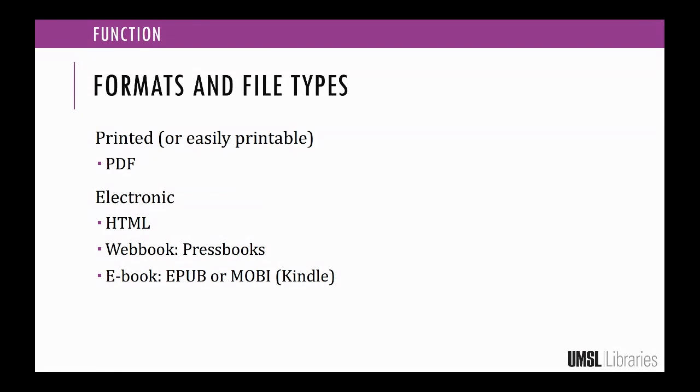We have PDFs. PDFs can be read online and HTML can be printed. So there's a little overlap on this. The way I've broken it down here is the main use for these particular file types. So HTML is sometimes printed, but it's always electronic. PDF is sometimes electronic, that you look at it on your phone or your device, but it is primarily meant to be printed.